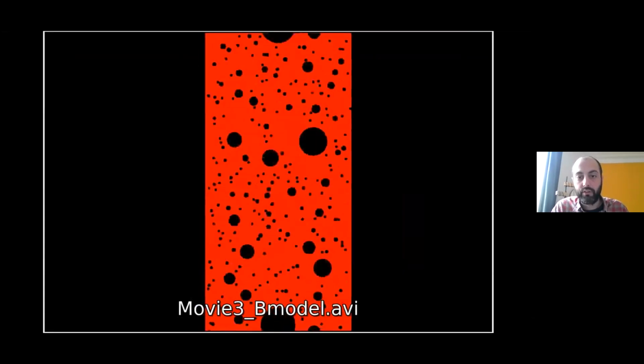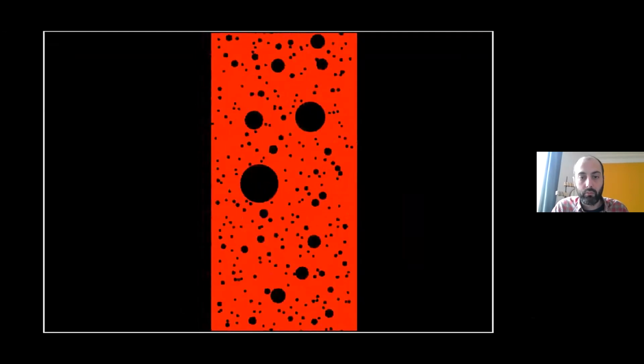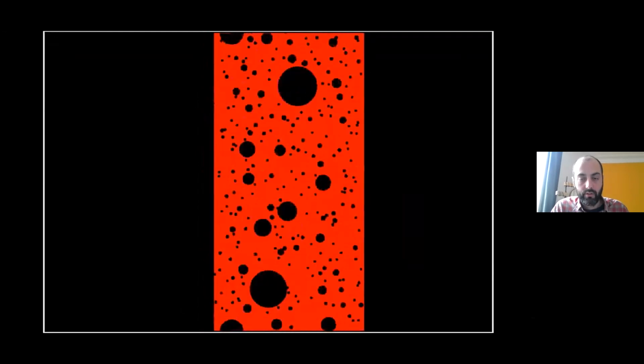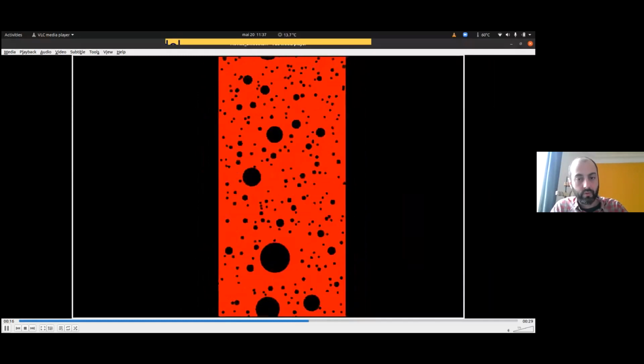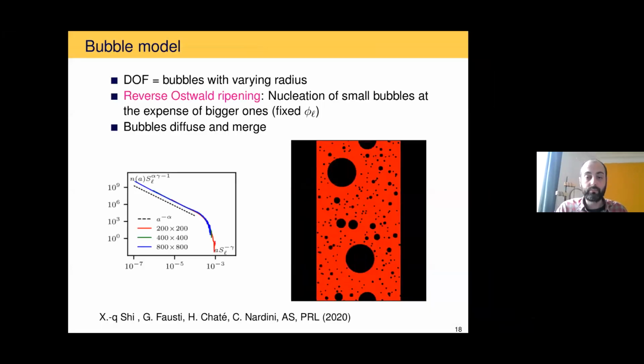Here's what it looks like in this bubble model. You also get bubbles at all sizes. And now, of course, we can have very large systems and compute the same quantity, the distribution of the bubbles depending on their area. And we also see that it's a power law distribution with a cutoff that increases with system size. And here it's collapsed because it's rescaled by the system size to some power gamma.